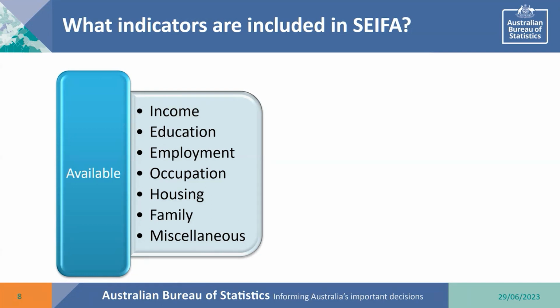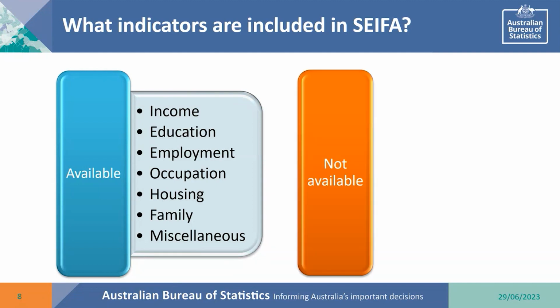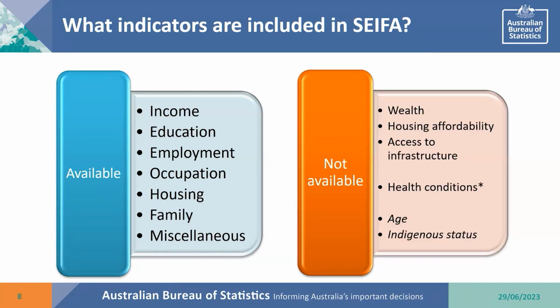We include in SEIFA everything from census that aligns with our definition of socio-economic advantage and disadvantage. What is available is constrained to what is collected on the census. This means that there are other indicators that could indicate advantage or disadvantage that are not able to be included. These include indicators of wealth, housing affordability, and access to infrastructure. Since we don't have questions on the census about these, we can't add them in to see whether they would be indicators of our underlying concept of advantage and disadvantage.